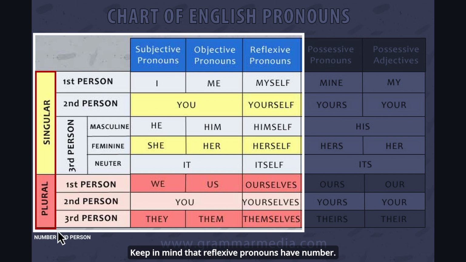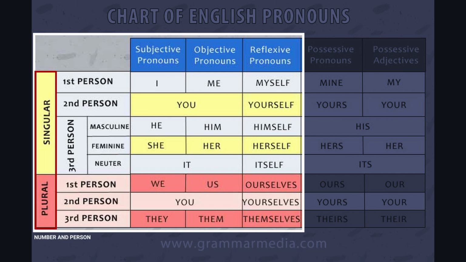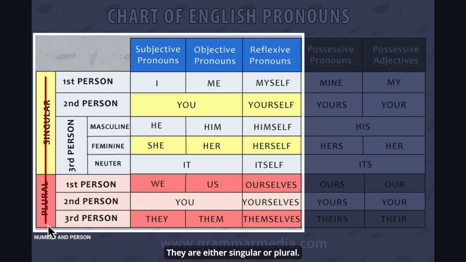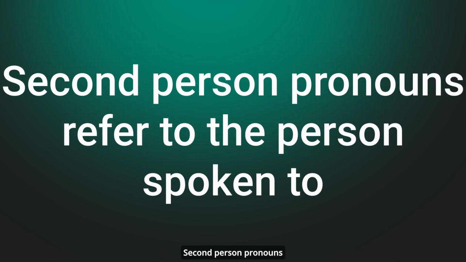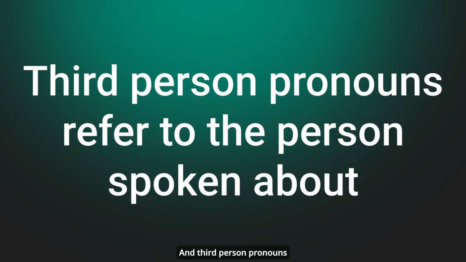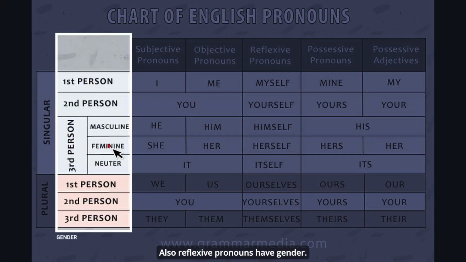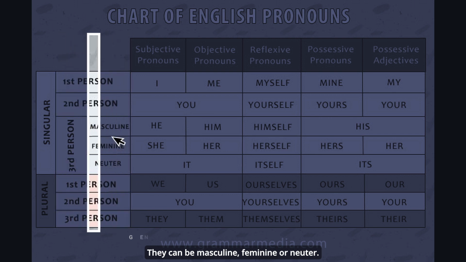Keep in mind that reflexive pronouns have number. They are either singular or plural. Reflexive pronouns have person. They are either first, second, or third person. First person pronouns refer to the person speaking. Second person pronouns refer to the person spoken to, and third person pronouns refer to the person spoken about. Also, reflexive pronouns have gender. They can be masculine, feminine, or neuter.